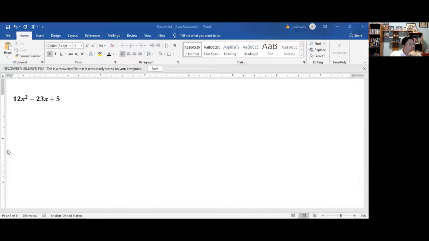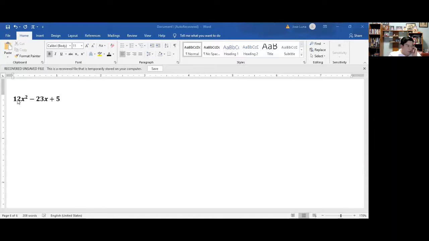So we're going to factor the expression 12x squared minus 23x plus 5. Notice that it is a quadratic expression, and it's in standard form. That means it's ordered. The exponents of the variable are in decreasing order. First we have x squared, then just x, and then nothing, which is x to the 0 power.